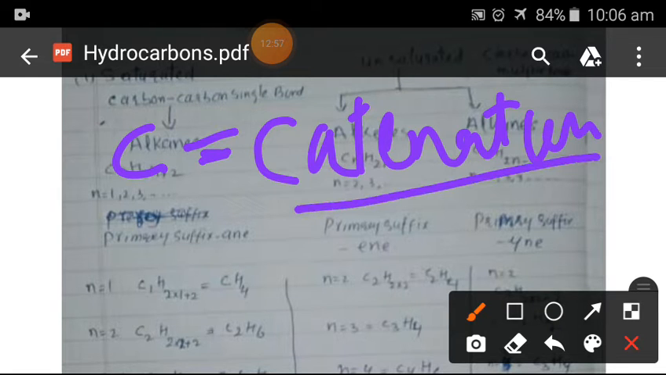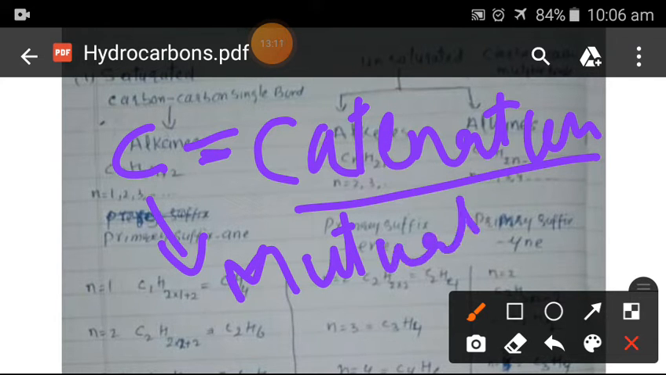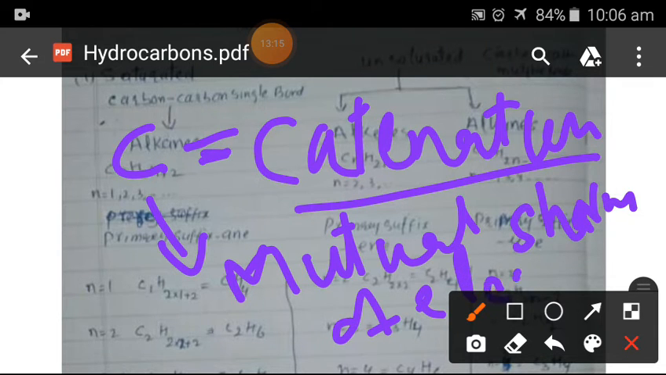Catenation means how catenation occurs. Actually, carbon neither loses the 4 electrons nor gains the 4 electrons completely, but it shows a mutual sharing of electrons. It shows mutual sharing of electrons to form an important type of bond that is called a covalent bond.